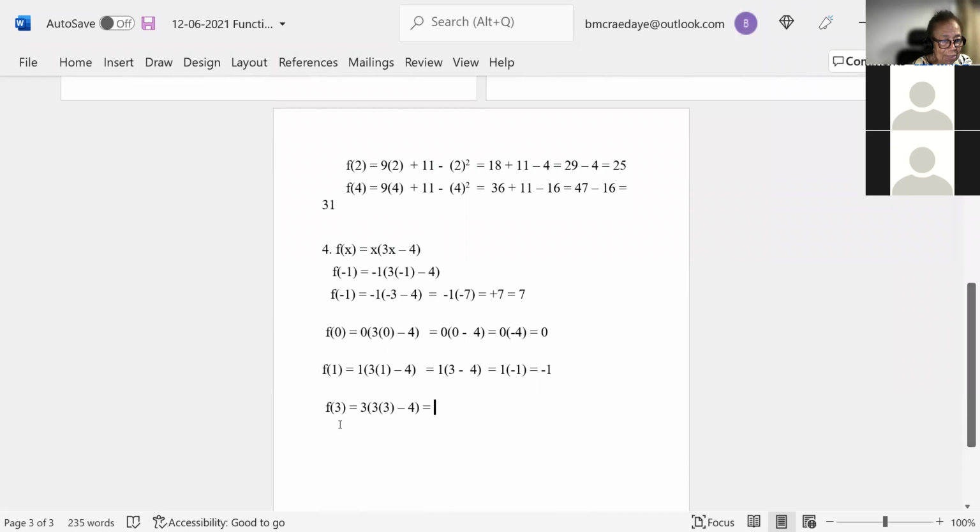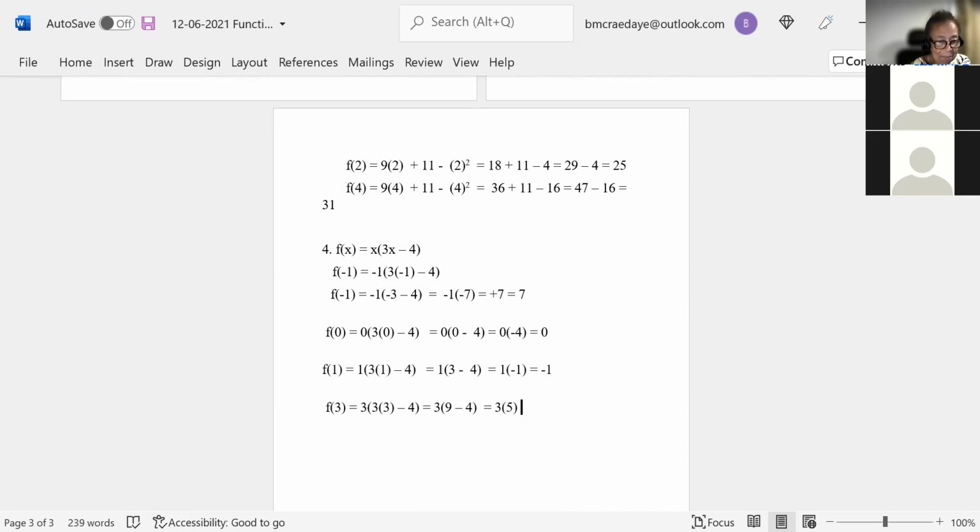So f of 3. 3 is my input. The outside, instead of a 1, that x is a 3. Inside, that was 3x. x is a 3. So I have a 3 here for the x, a 3 here for the x. This is a multiplication. Now in the parentheses, Chastity, what's 3 times 3? 9. Okay, so I'll have 9 minus 4. 9 minus 4 is 5, right?